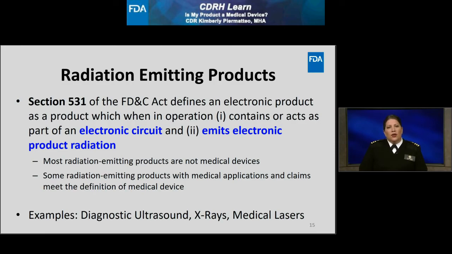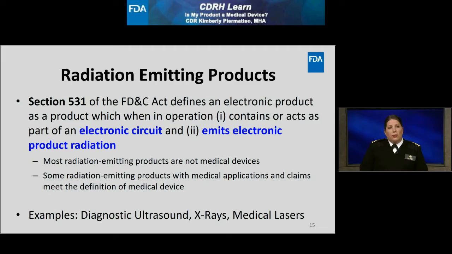Another consideration is regarding radiation-emitting products. Section 531 of the FD&C Act defines an electronic product as a product which, when in operation, 1. contains or acts as part of an electronic circuit, and 2. emits electronic product radiation. Most radiation-emitting products are not considered to be medical devices. However, certain radiation-emitting products with medical applications and claims meet the definition of a medical device and therefore must comply with both the medical device regulations as well as the electronic product regulations.